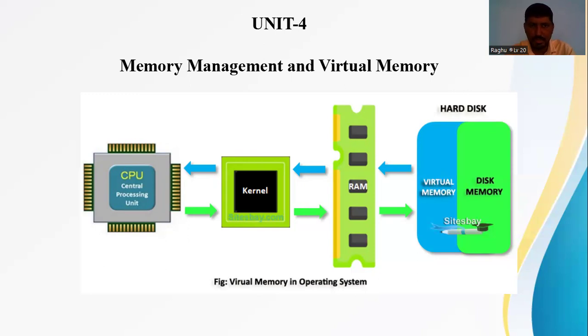Basically, in our system there are two memory topics: memory management and virtual memory. What is memory? It is where we can store any information and perform any task; memory plays the major role. For that, we have two memory locations: primary memory, and virtual memory or secondary memory.